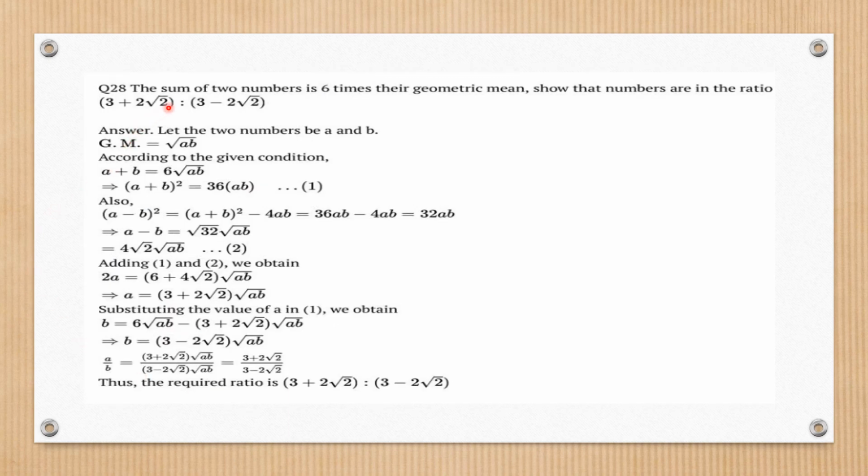28th question says the sum of two numbers is 6 times their geometric mean. Show that the numbers are in the ratio. This ratio is required. Okay, this is also a very good question. So let the two numbers be a and b, and you know the geometric mean is root ab. Now the question says that the sum of two numbers is 6 times their geometric mean, 6 times root ab.